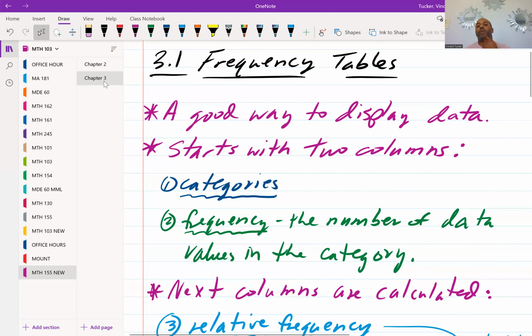So 3.1, all they talk about is frequency tables, and how to set them up and take care of them and everything like that. So a good way to display data is using your frequency tables. A frequency table will start with two columns. First one is categories, and then the second one is your frequency. That's just the number of values in that category.